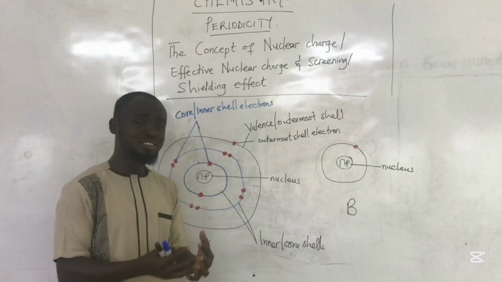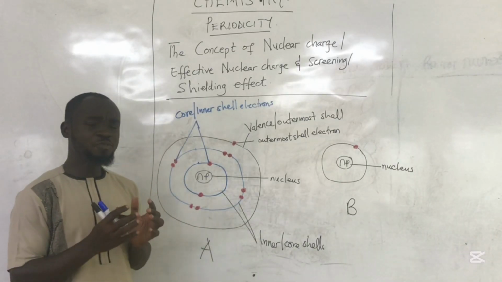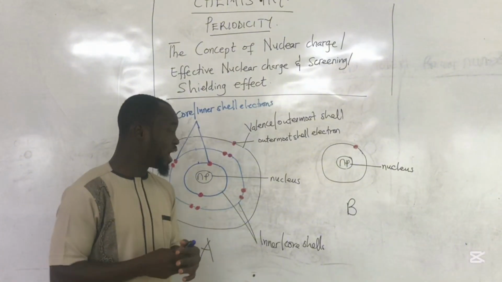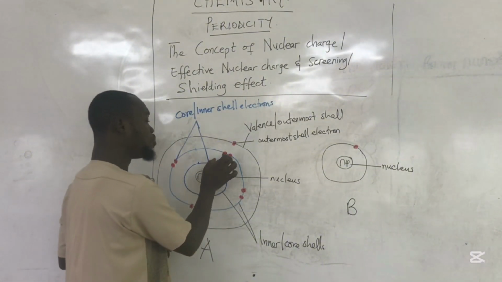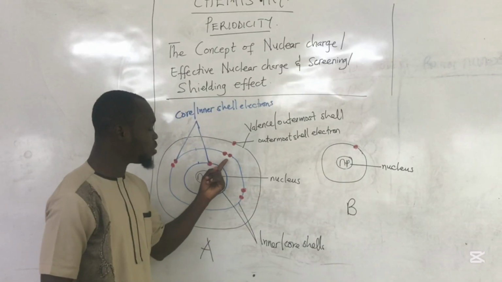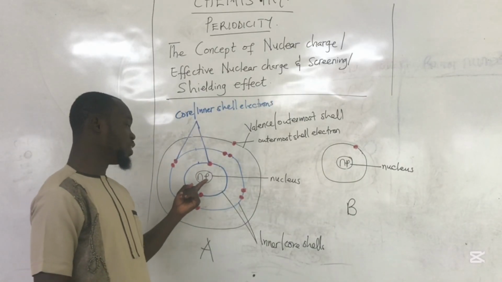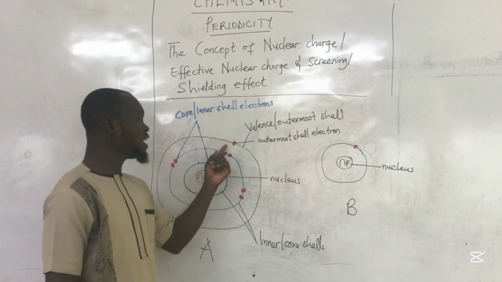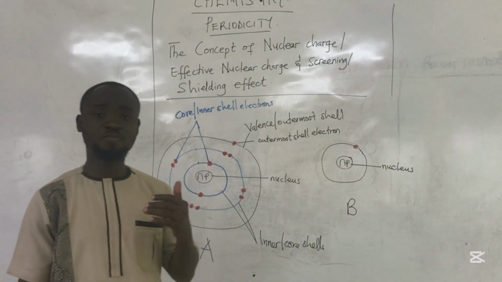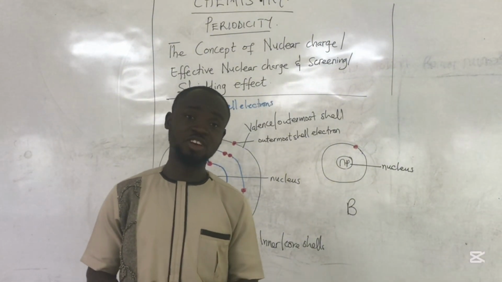And effective nuclear charge is the net force of attraction that the valence electron feels after there is a blockage and reduction in attraction caused by the inner or the core electrons onto the protons, so that the valence electron feels some small attraction by the proton. That is the effective nuclear charge.